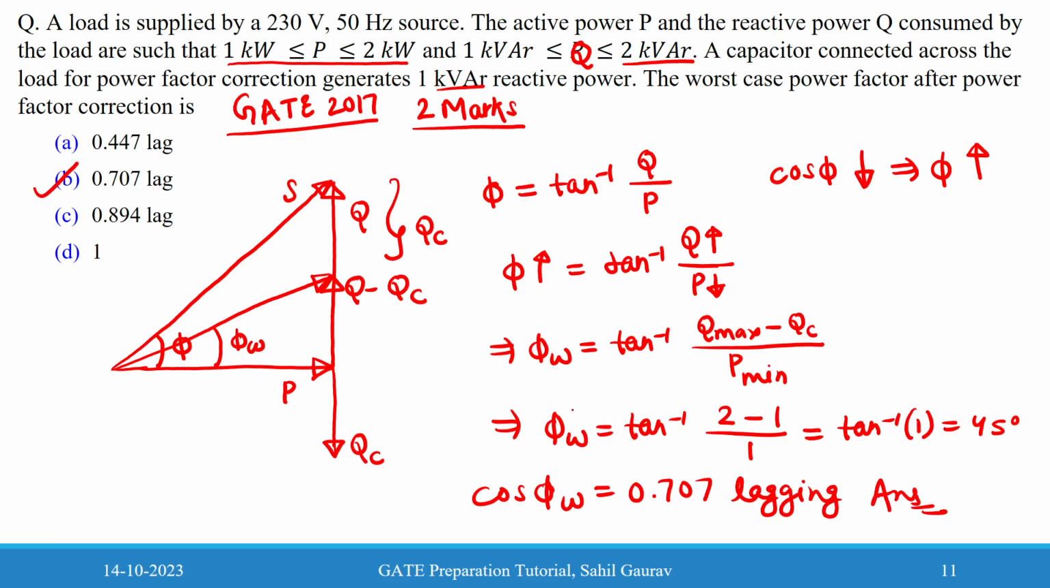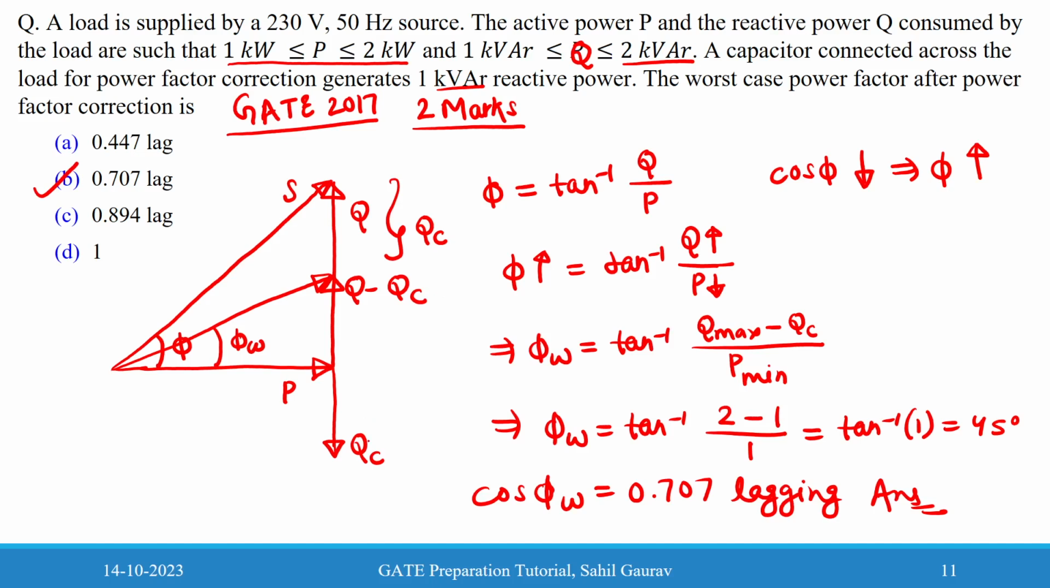In your diagram, you are considering Q on top and Q negative. I consider Q on top because Q is positive, that means lagging reactive power. That's why I am considering Q as top. That will not create confusion. In many textbooks you also find that Q is taken down, but Q is positive for lagging reactive power. That's why I've taken it up. That is more convenient.